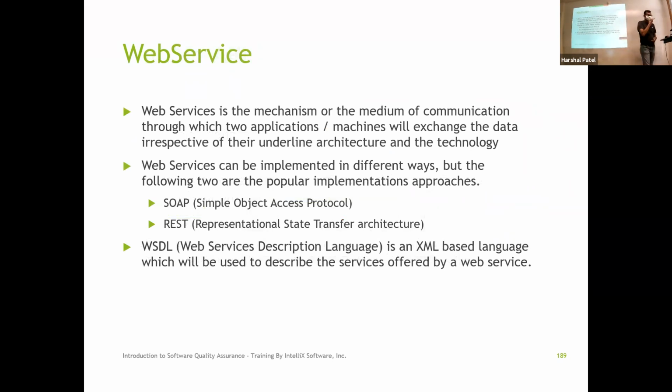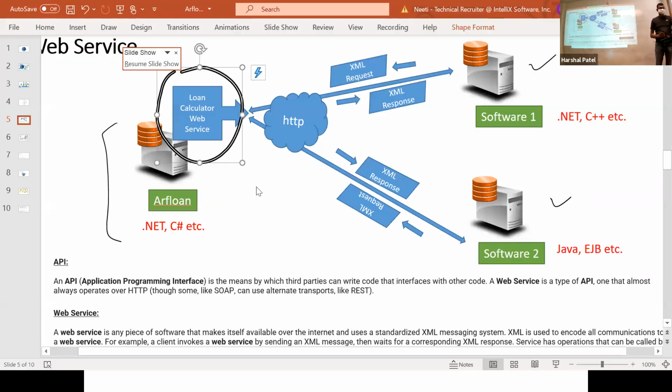So as I already mentioned, web service is kind of like one type of API. API is a generic term, but web service is specifically for communicating over the internet, doing the data exchange over the internet via some piece of software. So by definition, two applications or machines will exchange data irrespective of their underlying architecture and technology. Okay, so in the example that I showed you here, one application is written in .NET, the other one is Java, but it doesn't really matter because they communicate via XML. XML is interpreted by all the different parties here, so it will work just fine.